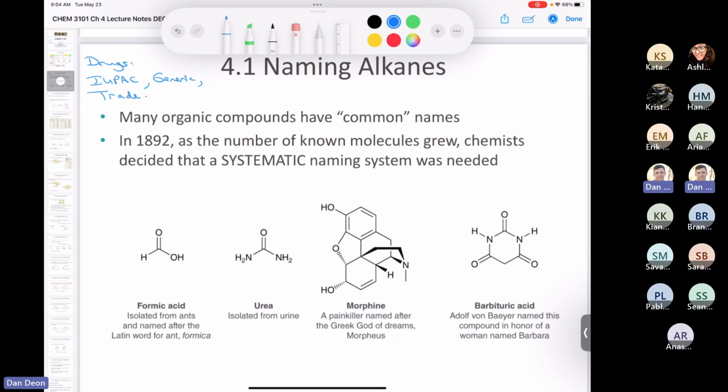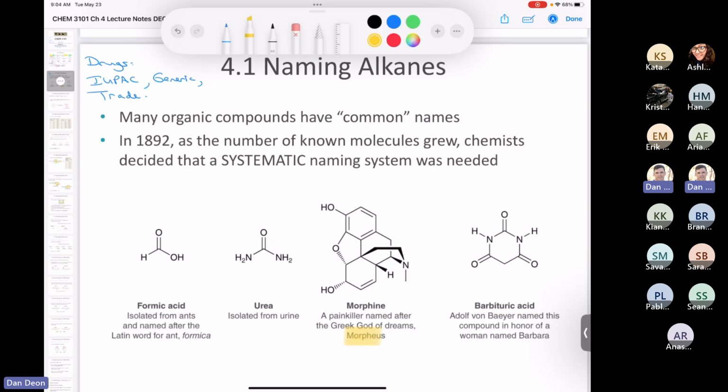Morphine, if you've ever had the pleasure of being administered morphine, even if you were in a lot of pain, it can make you feel pretty good pretty quick. And morphine is named after Morpheus, who's the god of dreams. So that one's kind of funny. And barbituric acid is another great one.